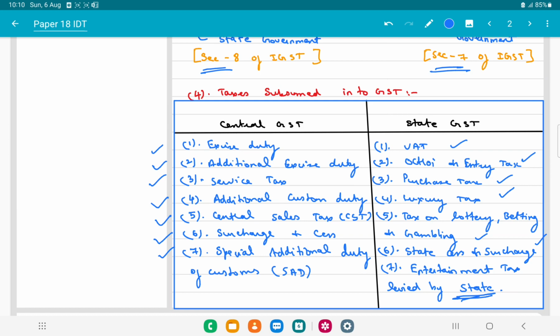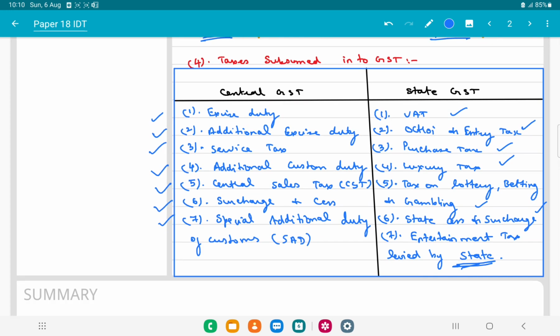You should remember all this from an exam point of view. All the topics we are going to study in our own notes are very important. So taxes subsumed into GST: first under central GST, excise duty, additional excise duty, service tax, additional customs duty, central sales tax, surcharge and cess, and special additional duty, which is SAD. In state GST, we are going to see VAT, octroi and entry tax, purchase tax, luxury tax, tax on lottery, betting and gambling, state cess and surcharge, and last is entertainment tax levied by state. Okay.